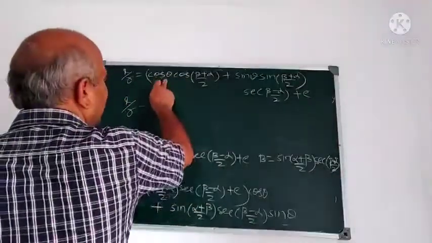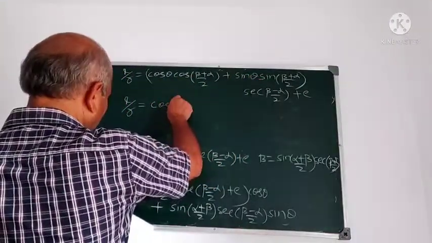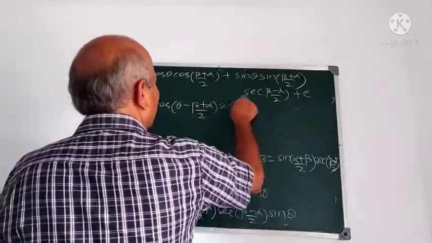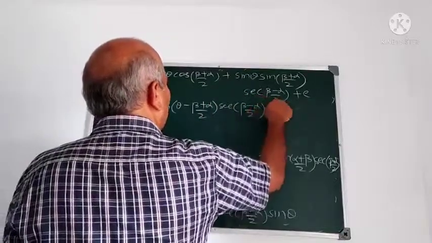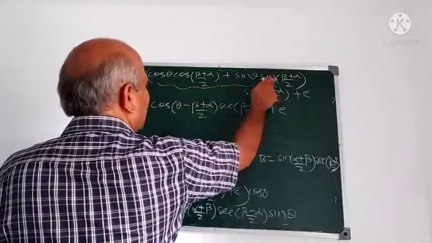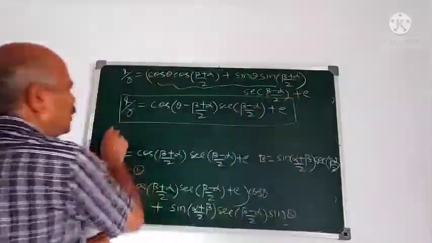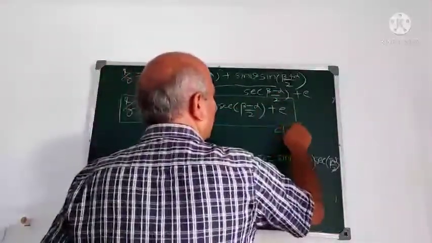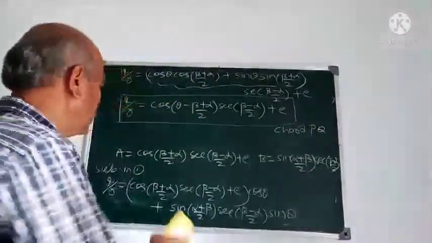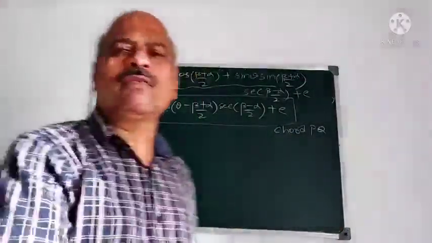Therefore it is cos A cos B plus sin A sin B. What is that? Cos of A minus B, cos of (theta minus (beta plus alpha)/2) into sec of (beta minus alpha)/2 plus E. So this is the equation of the chord joining PQ. See, this is how we have obtained the equation of PQ.